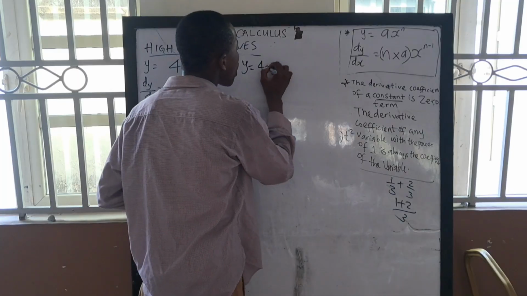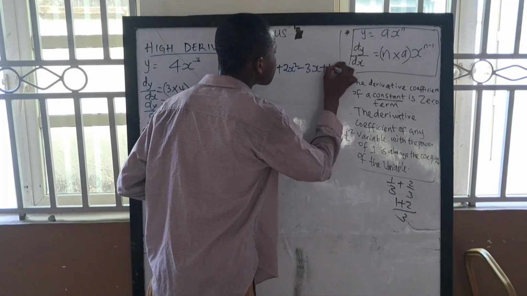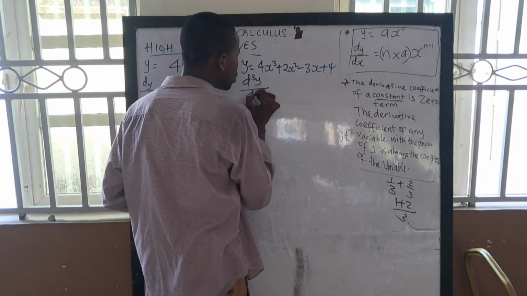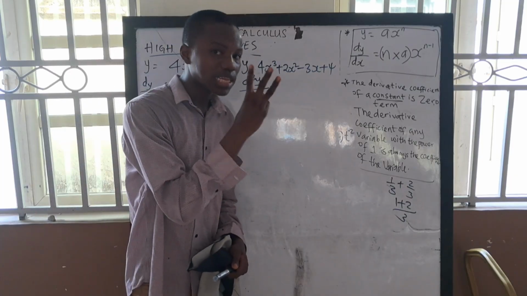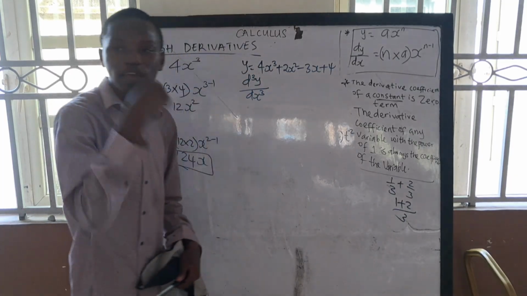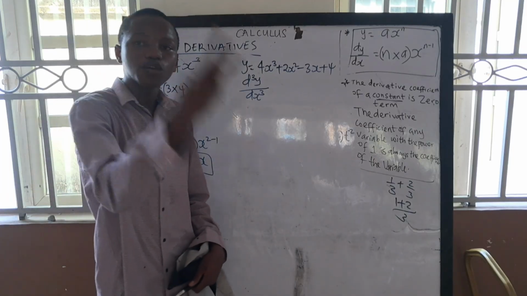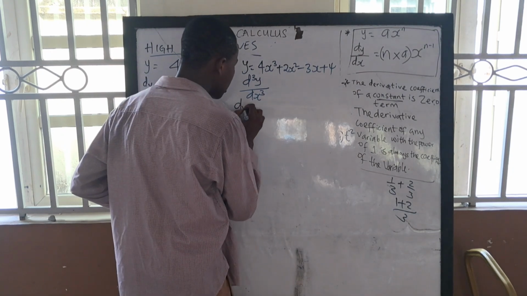Now we have y equals 4x cubed plus 2x squared minus 3x plus 4. Find d^3y/dx^3. That means they want us to differentiate how many times? 3 times. Power of 3 means differentiate it 3 times. That means after the first differentiation, the answer I get, I differentiate again for the second time, and the answer I get, I differentiate again for the third time. So now I'm differentiating this. First of all, first get dy/dx.